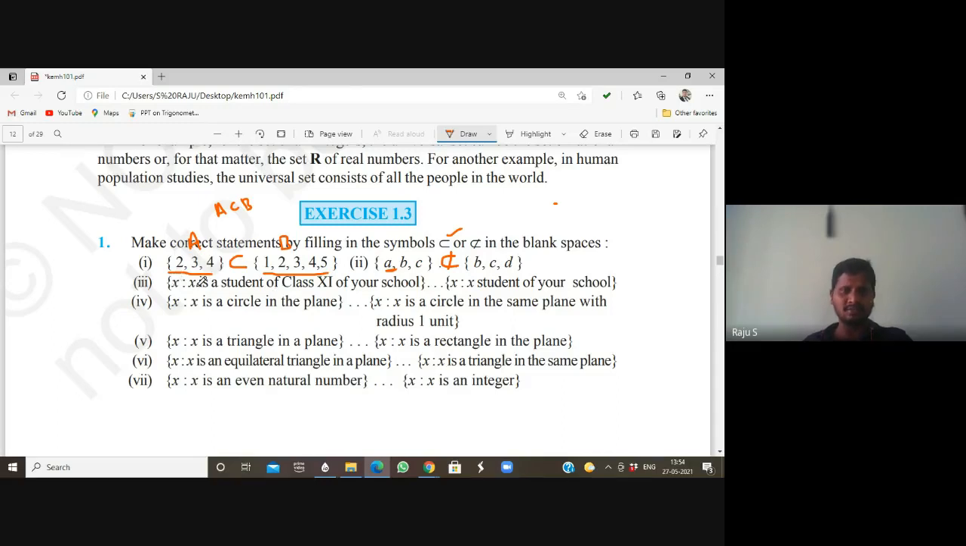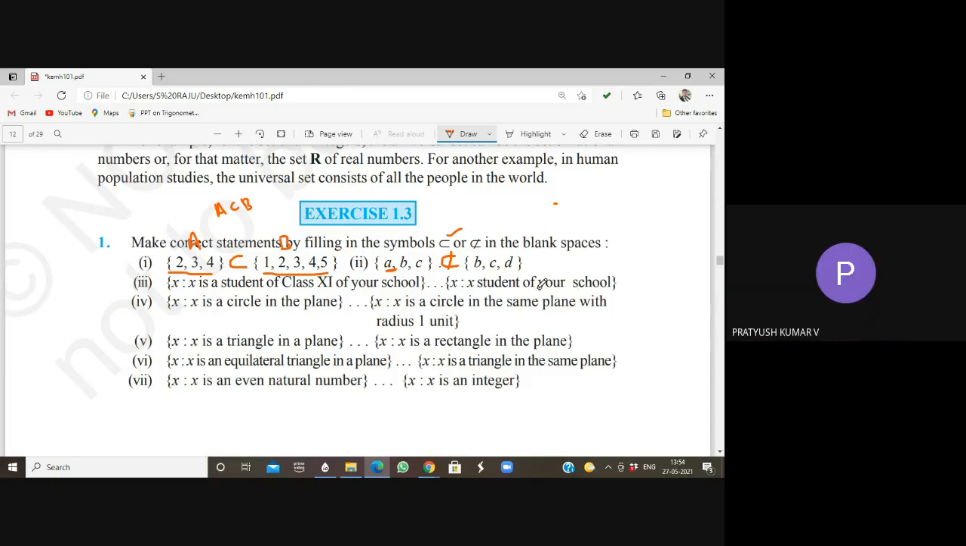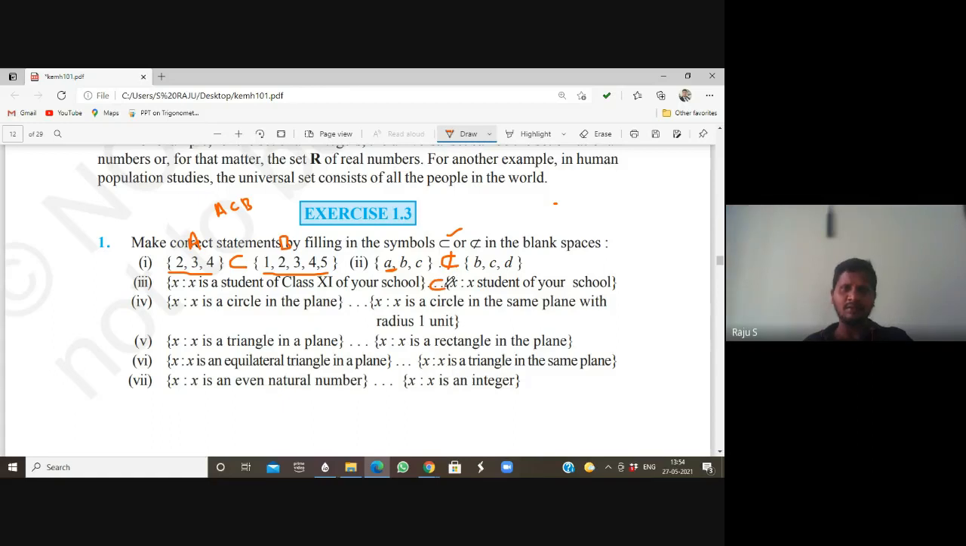Right. Next, X such that X is a student of class 11th of your school. Here, X such that X is a student of your school. Is it a subset? Very good, because yes, class 11th students are also students of that school. Good. Right. Next, fourth one.